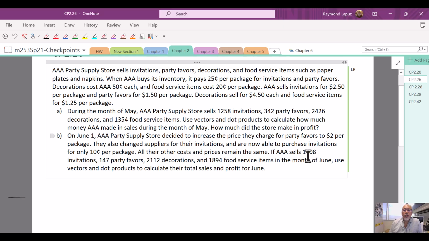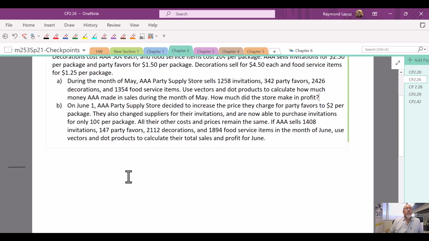AAA sells 1,408 invitations, 147 party favors, 2112 decorations, and 1894 food service items in the month of June. Use vector and dot products again to calculate their sales. Okay, let's do part A first.